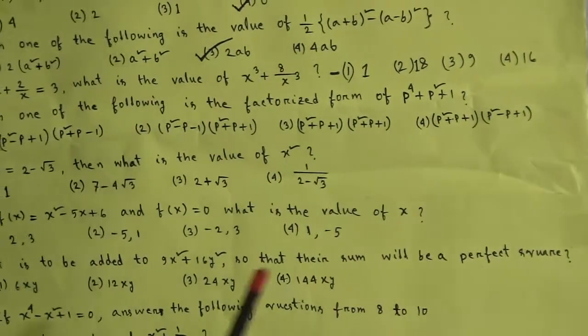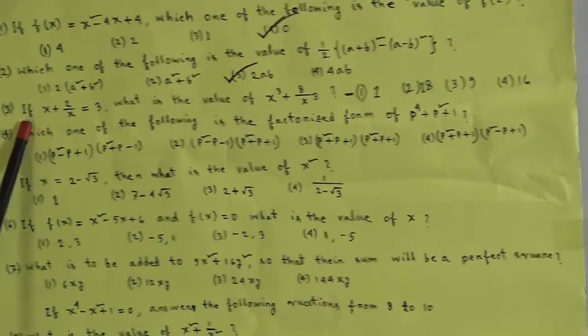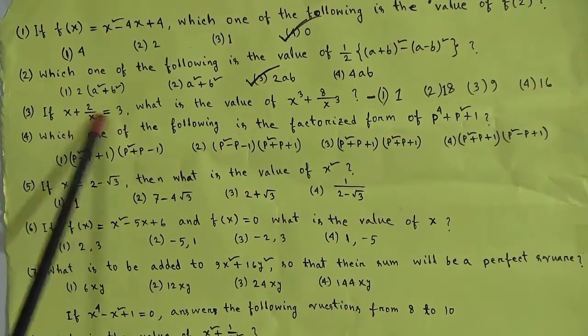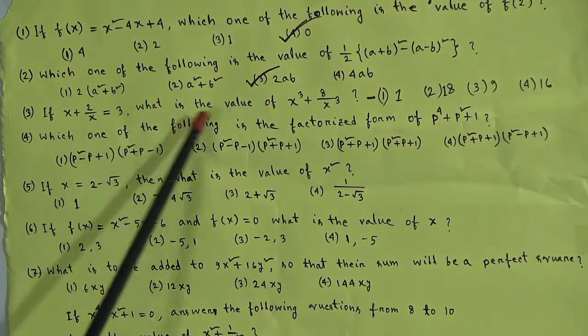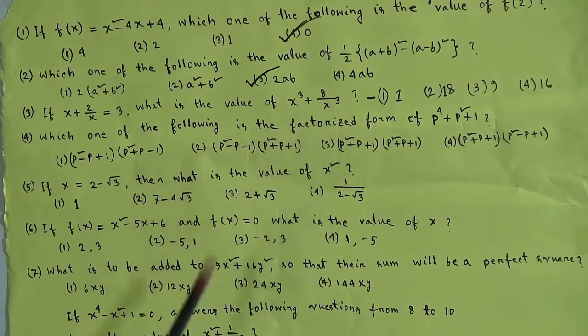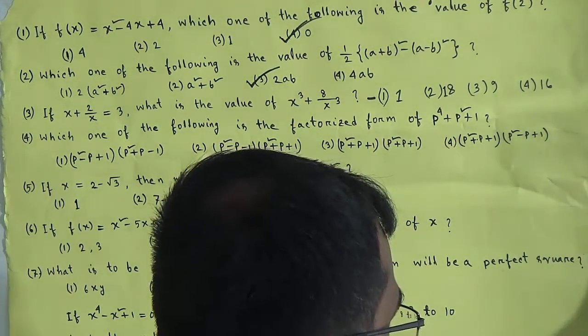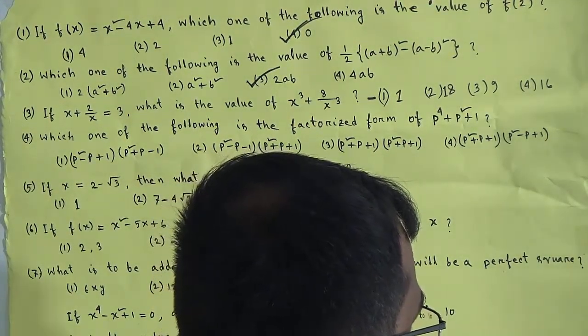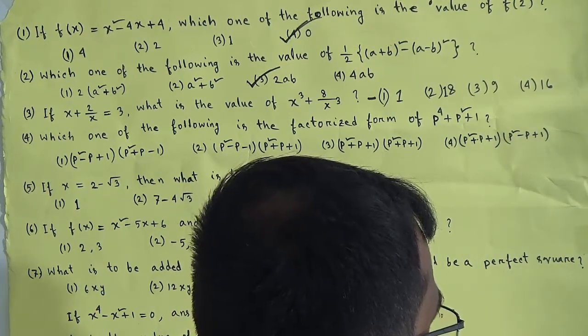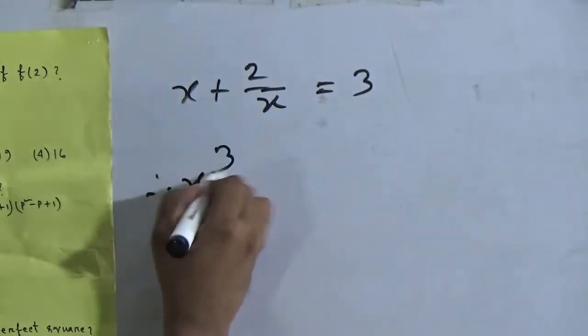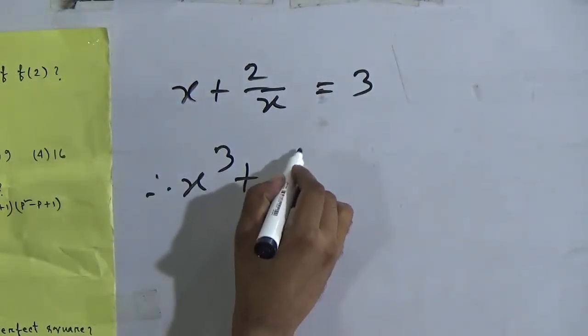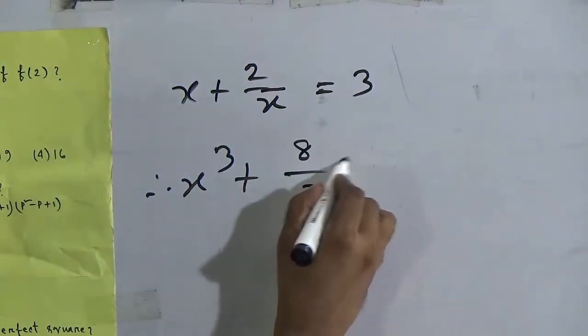Now we'll solve number three. Here the question is, if x plus 2 by x equals 3, what is the value of x cube plus 8 by x cube? Given that x plus 2 by x equals 3, we have to find out the value of x cube plus 8 by x cube.